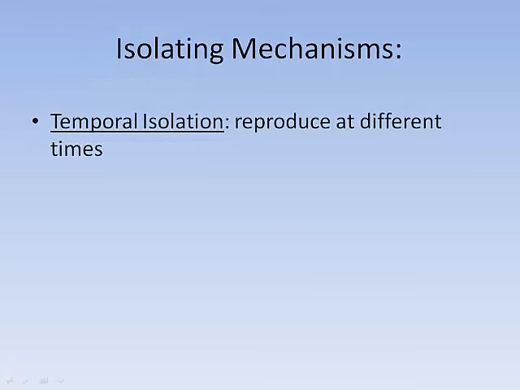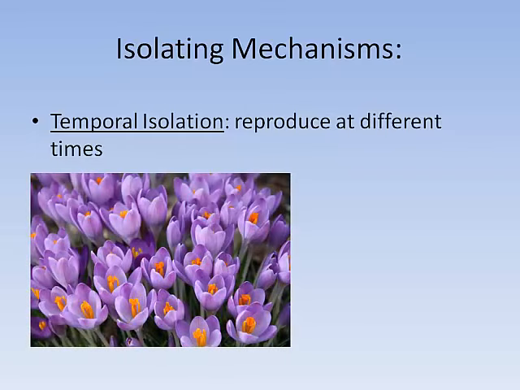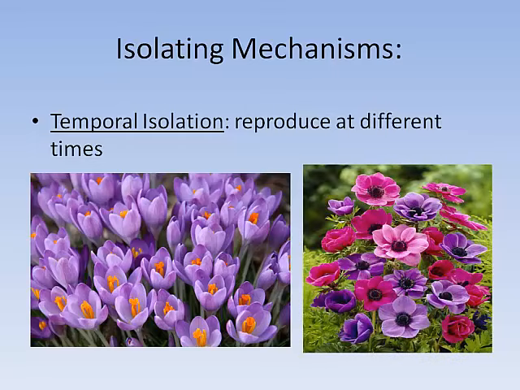Another isolating mechanism is temporal isolation. That's when organisms reproduce at different times of the year. One great example of that would be flowers that bloom in the springtime have absolutely no chance of pollinating flowers that bloom in the fall.